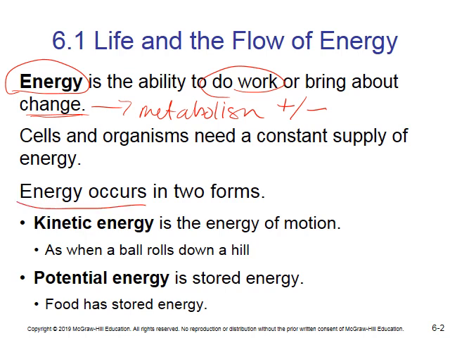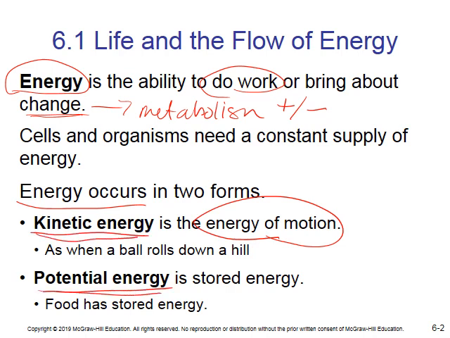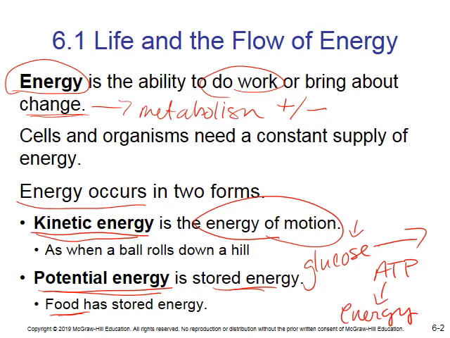And energy occurs in two forms. Usually we think of energy of motion. This is really called kinetic energy. But we also have potential energy, and this is the energy that's stored in food. So we're going to talk about cellular respiration at some point, and we're going to talk about how the food that we eat, like glucose, is broken down into ATP, which is what we're going to use for energy in the body.